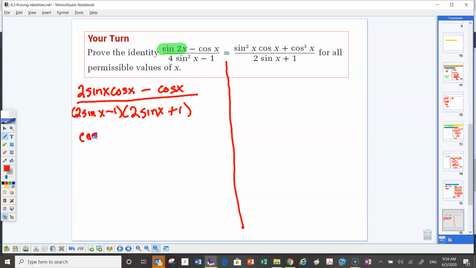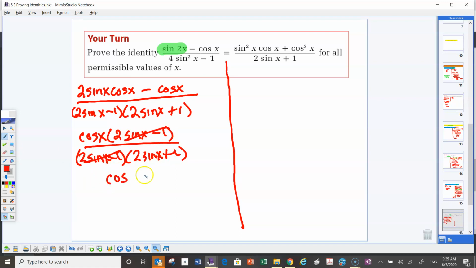Now I can factor a cos x out of the numerator and get 2 sine x minus 1. And I have 2 sine x minus 1 times 2 sine x plus 1. And now the 2 sine x minus 1's cancel. And my left-hand side is 2 sine x plus 1 in the denominator. So there's my left-hand side expression of cos x over 2 sine x plus 1.